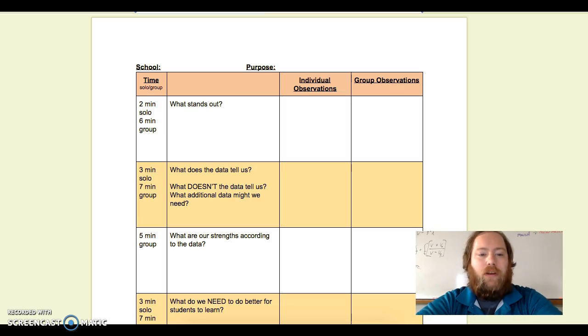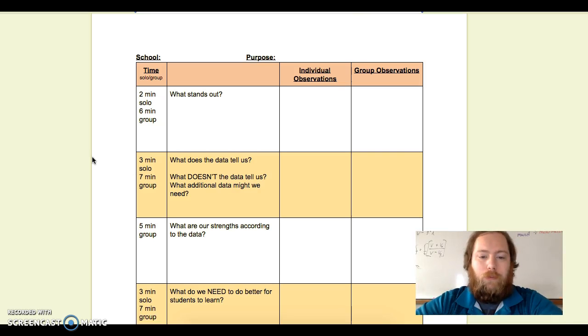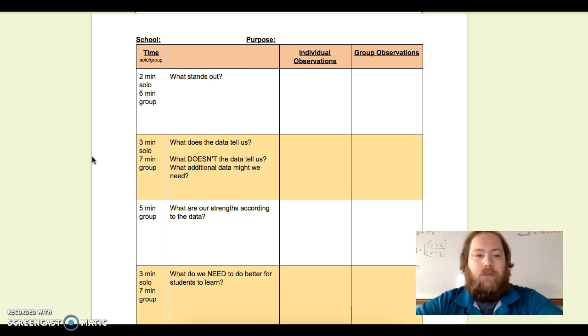This is my graphic organizer for going through data. This is really designed to be somewhat flexible and modifiable. It's a Google Doc. It could be used in small groups, large groups. I would even probably imagine turning this into a live document that isn't necessarily printed, but that people are editing together and putting in observations at the same time.